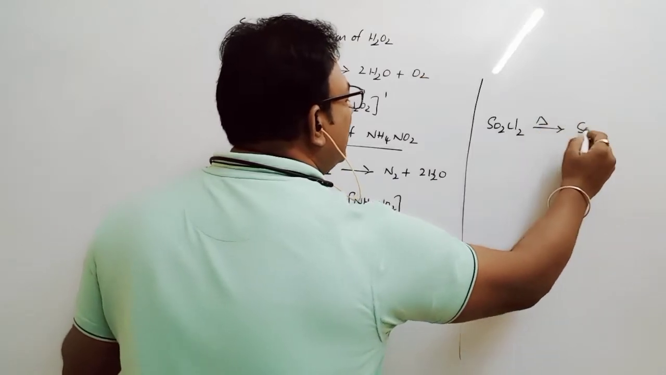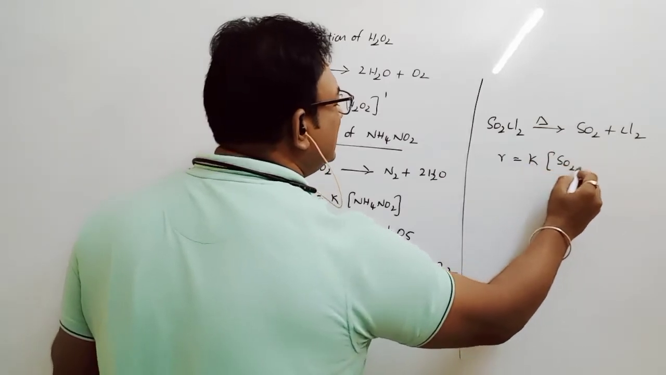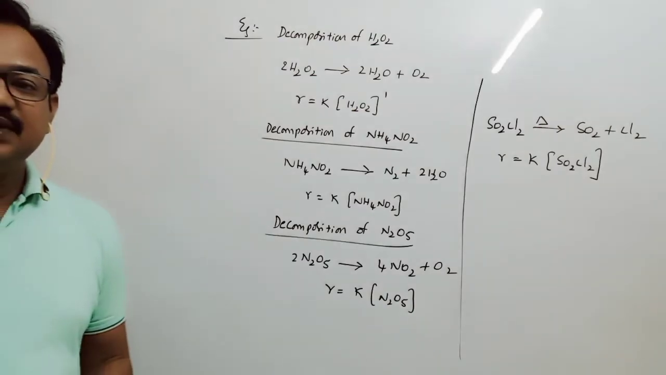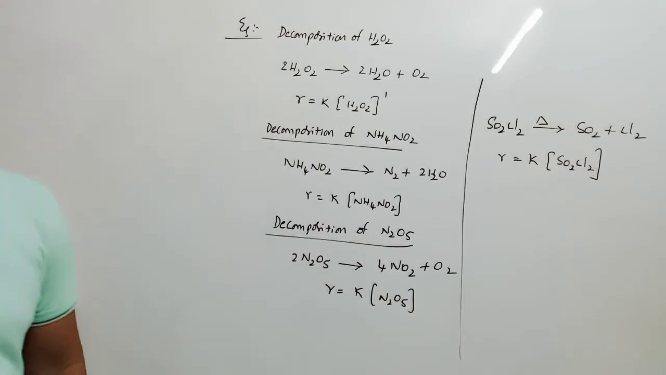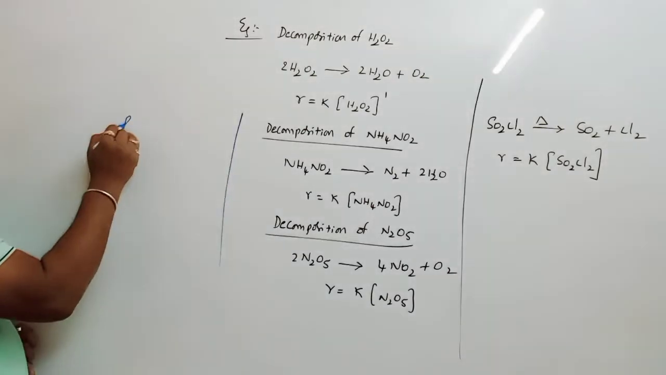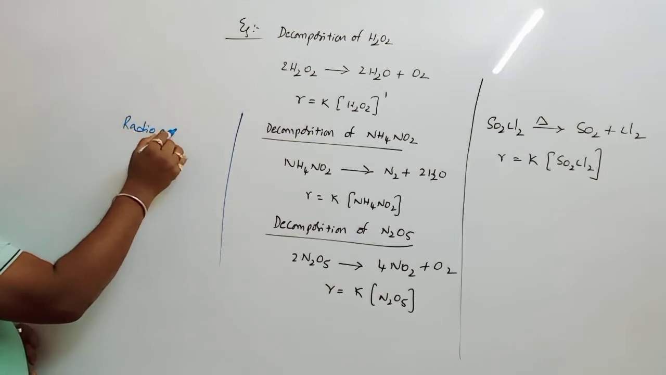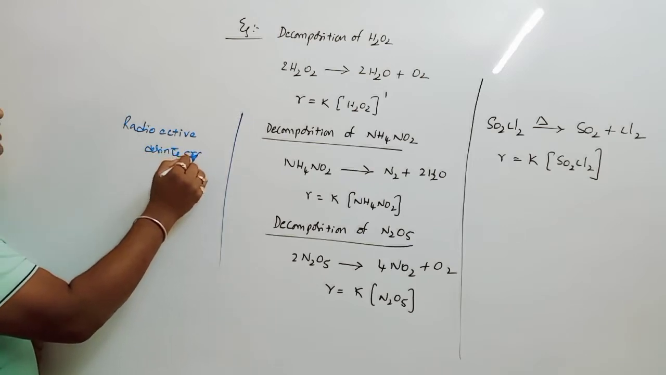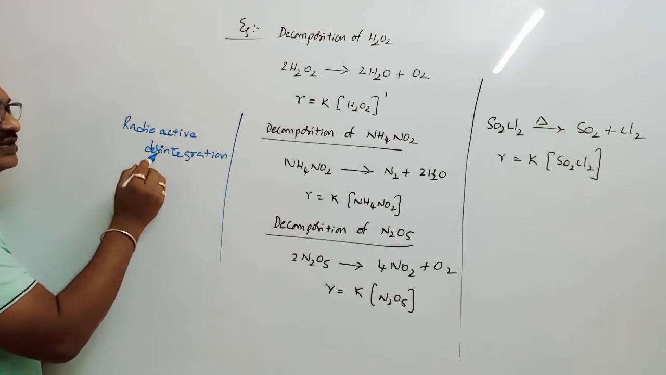SO2Cl2, sulfuryl chloride, on decomposition gives SO2 plus Cl2. Here also rate equals k into concentration of SO2Cl2. So these are all first order reactions. Apart from this, sir, are there any other examples? Apart from this, remember radioactive disintegration. Radioactive disintegration always follows first order kinetics.